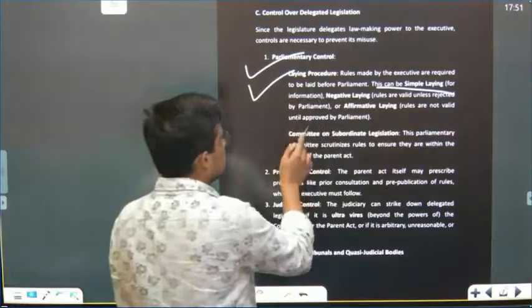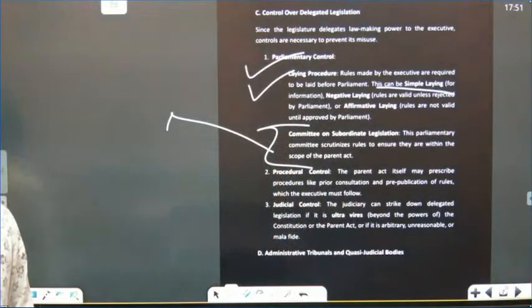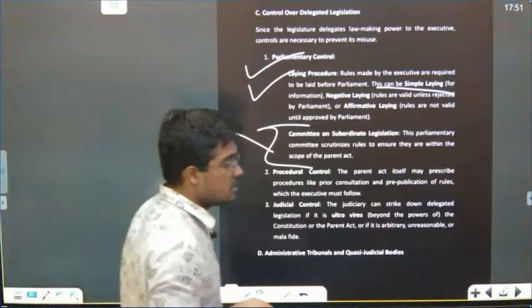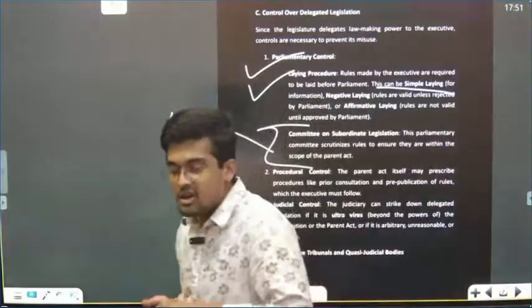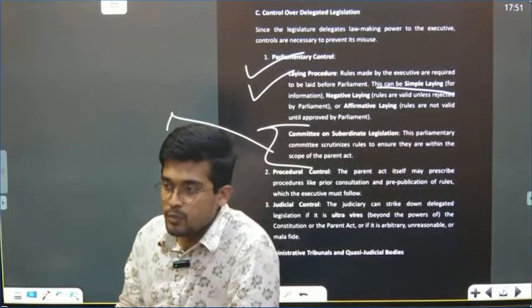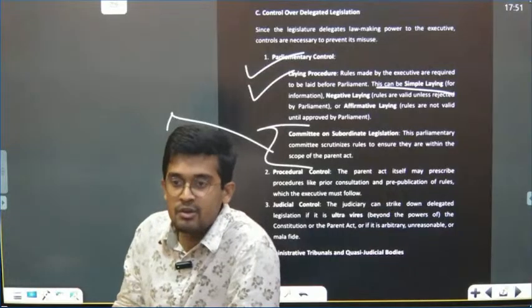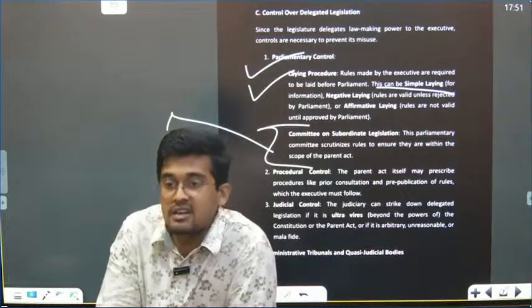There is a committee in Parliament called the Committee on Subordinate Legislation. This committee is a standing committee. Year-long they keep checking whatever the administration is doing, whatever new laws they are passing, whether they are tenable or not, whether they are constitutional or not.